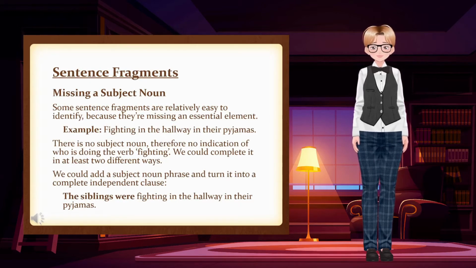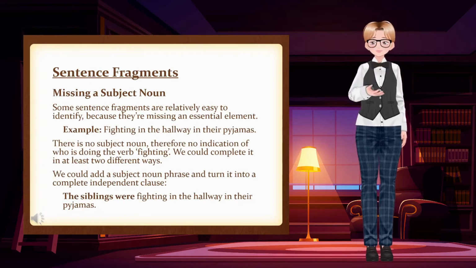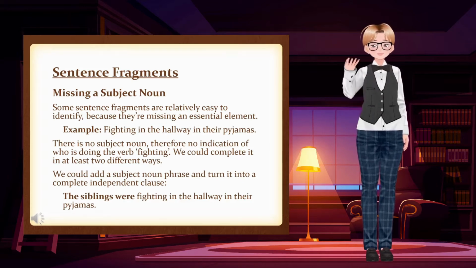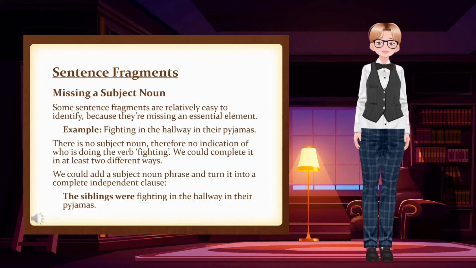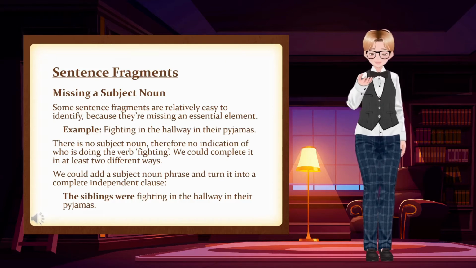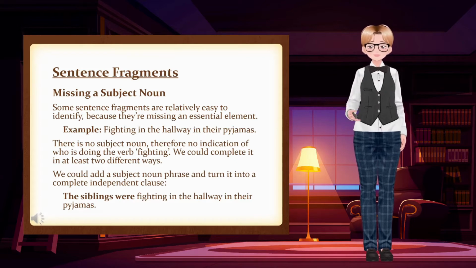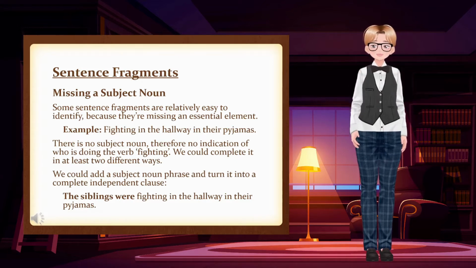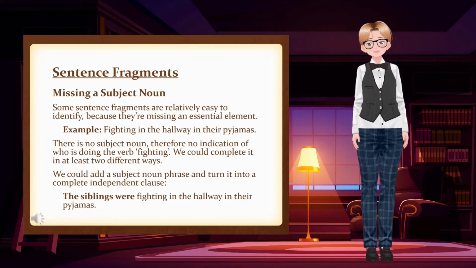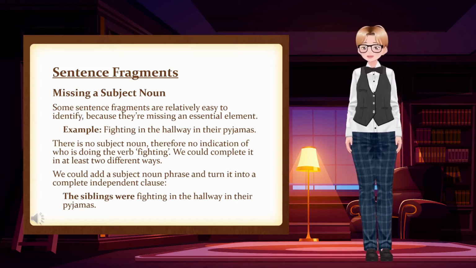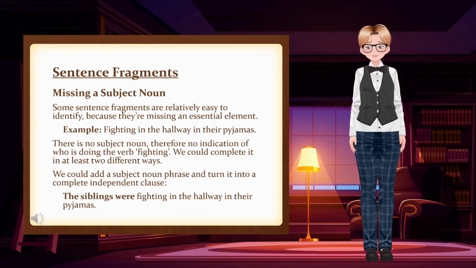Let's work through some types of sentence fragment. Missing a subject noun. Some sentence fragments are relatively easy to identify because they're missing an essential element. For example, fighting in the hallway in their pajamas. There is no subject noun, therefore no indication of who is doing the verb fighting. We could complete it in at least two different ways.